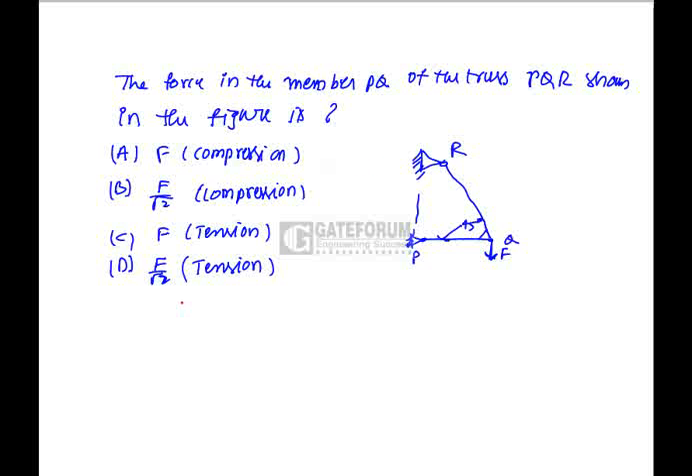conventionally, a negative sign indicates compression, positive indicates tension. So first we will find out the force in member QR. Force in QR is equal to F root 2.